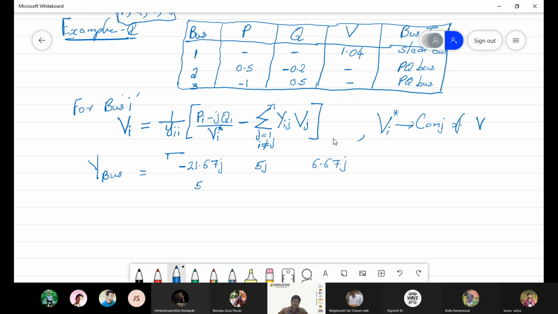And here we know that Y12 is equal to Y21, right? And the Y22 value is again minus 21.67j, and the Y23 value is again 6.67j. Now listen, sometimes they will give the network, and if they give the network, you need to identify the values, right? Therefore here it is 6.67j, because you know that Y13 is equal to Y31, so here also the same value will be there. Listen, one value I made wrong.